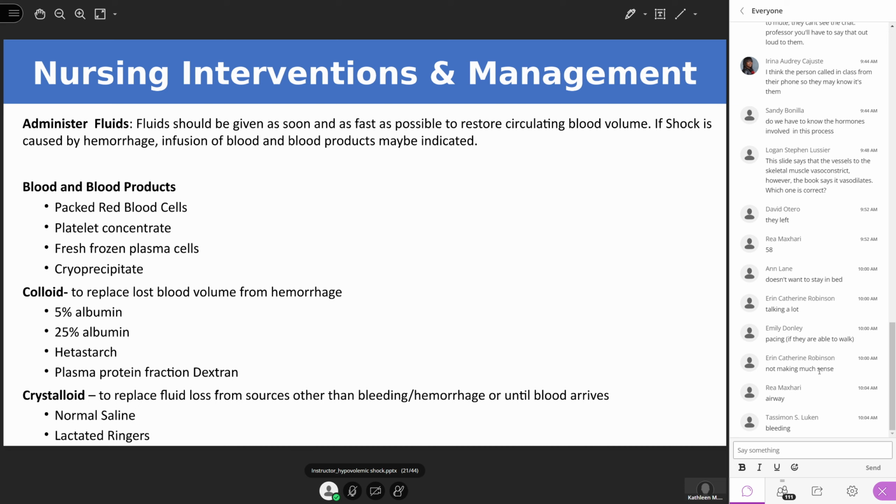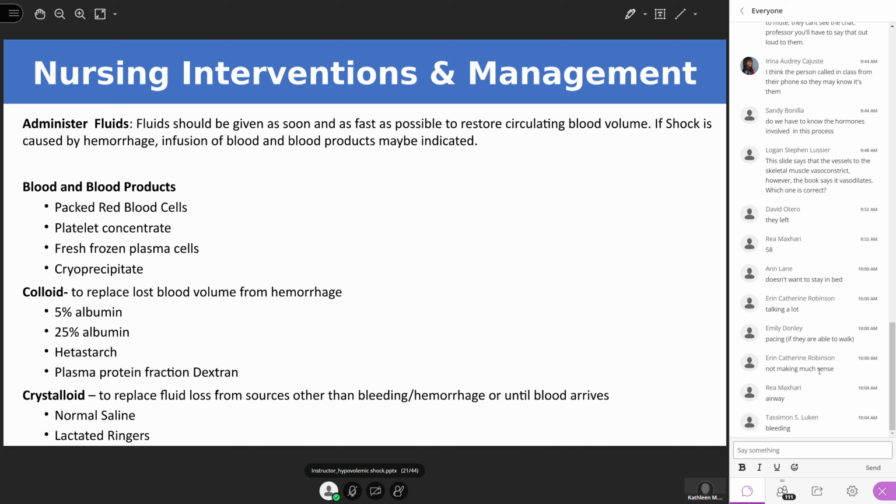So when we're talking about hemorrhagic shock initially, again, you might be giving the lactated ringers until the blood gets there. But if it's a great blood loss and the H&H is coming back and it's extremely low, they're going to go to the blood and blood products. These are just a list of the blood and blood products, the packed red blood cells.